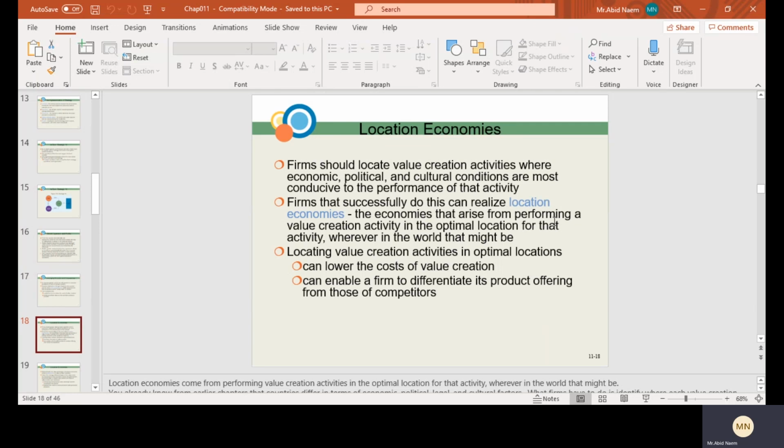Compare it with Bangladesh's textile sector policy, and they were dominating in the market, and that is true even right now. They are at number one or number two right now, the largest textile exporters in the world. But first of all, that title was held by Pakistan, but due to the government policies, that switched. So the Pakistani textile manufacturers were forced to relocate their production facilities to other countries. Likewise, Bangladesh was the epicenter of those business activities. Firms that successfully do this can realize location economies, the economies that arise from performing a value creation activity.